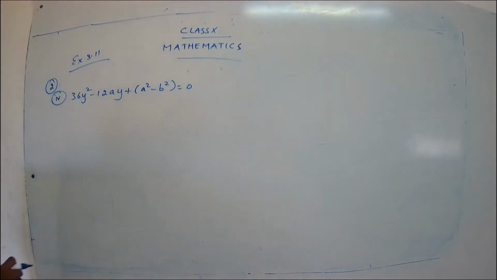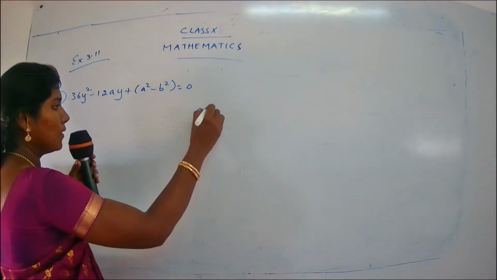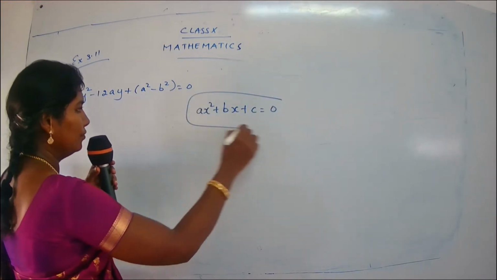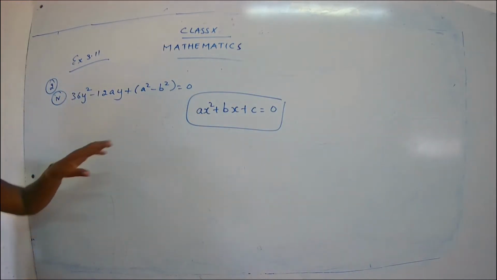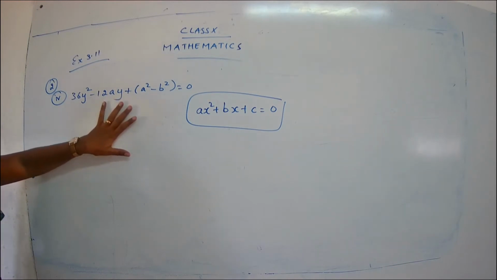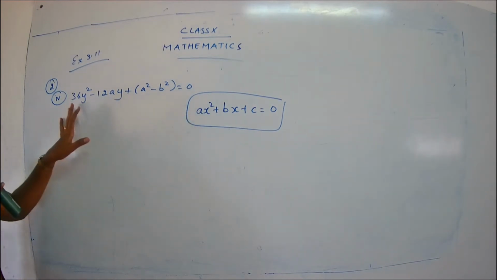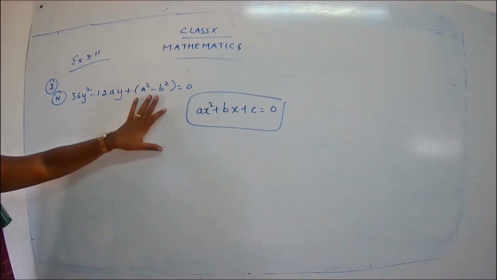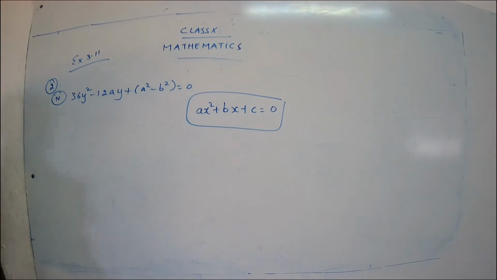What is the form of a quadratic expression? It is ax square plus bx plus c is equal to 0. So we are going to compare this equation and this equation and we are going to get the value for a, the value for b and also the value for c. What is the form of a quadratic equation? It is ax square plus bx plus c is equal to 0. Is it clear, children? Okay, shall we start with the step?